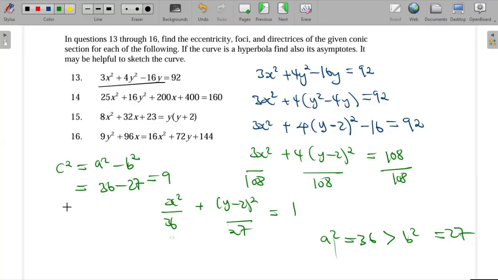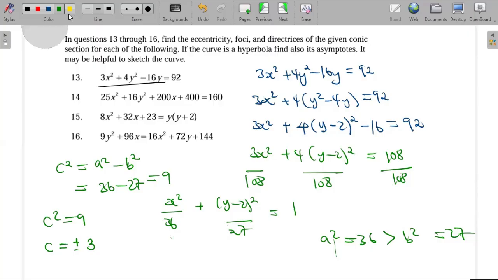So c squared is equal to 9, but we want c, so we take the square root, and we get c is equal to plus minus 3. Okay, so that's what we get there.